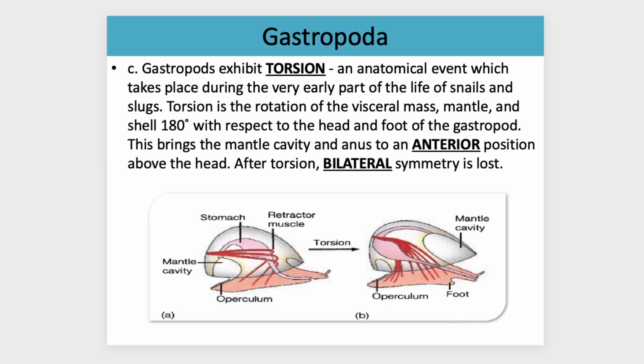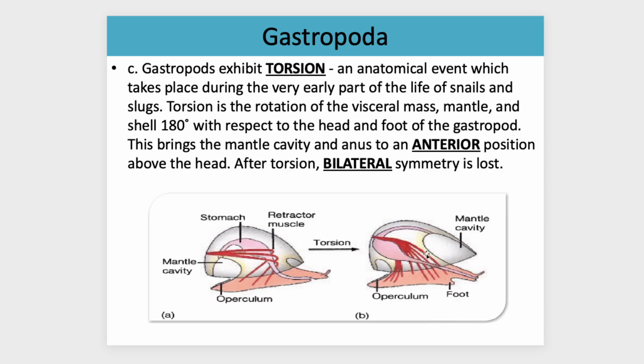Well, one thing is that if it engages with a predator, and the mantle cavity is in the posterior position before torsion, then the head cannot actually retract into the mantle cavity. The foot could, part of the foot, but the head would not be able to. But after torsion, the mantle cavity is in the anterior position where the head is. So if a predator comes after torsion, the head can retract into the mantle cavity. So that's really the greatest benefit. There are other benefits, but that's the main thing.